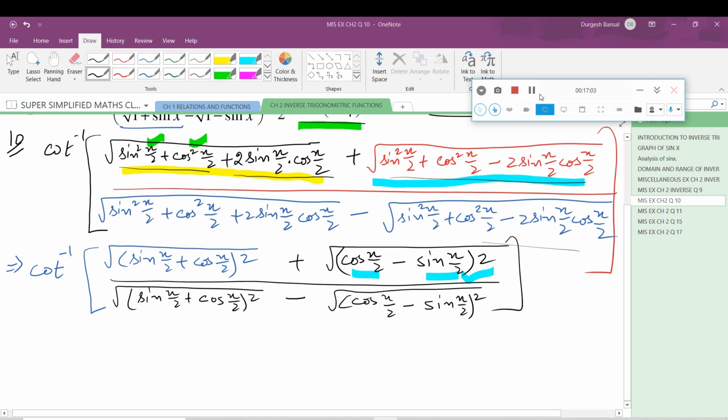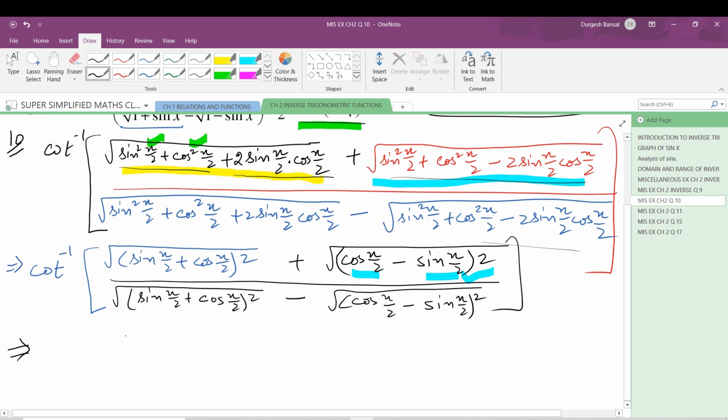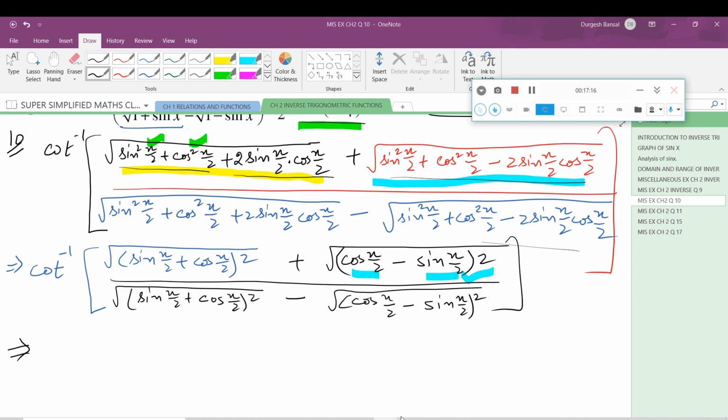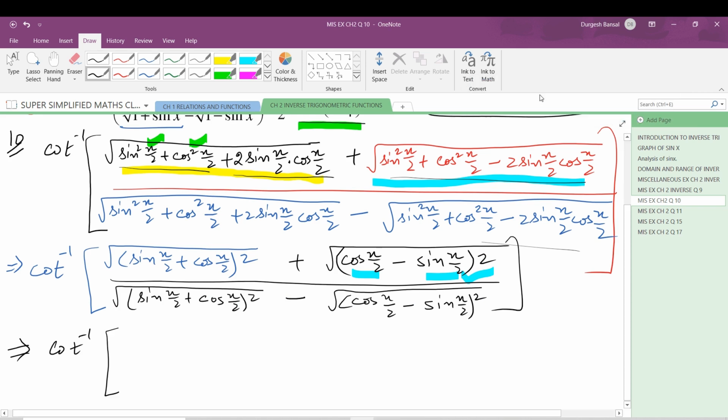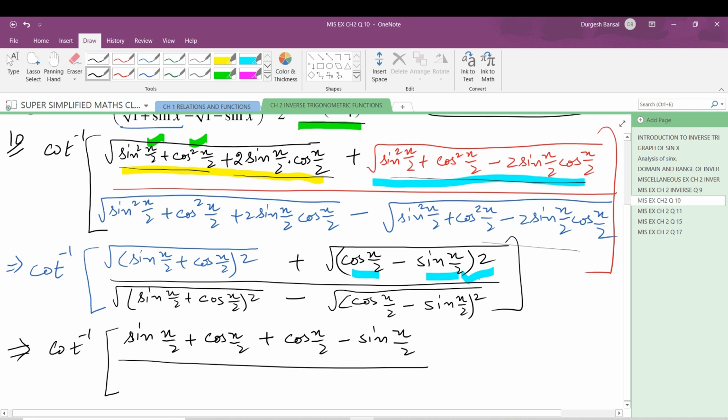So now you can see, after substituting all the expressions with their whole squares, I get this value. Now you see, in all the four square roots, whole square and square root nullify each other. So this function becomes sin x by 2 plus cos x by 2 plus cos x by 2 minus sin x by 2, because every square root has been nullified by the square. Square and square root cancel each other.